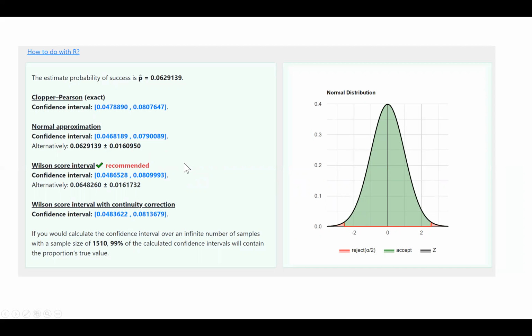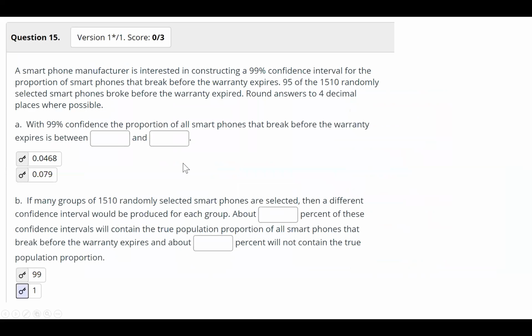Okay, so let's go back to our final answer here. And that's 3 decimal place accuracy. Oh yeah, because there was a 0 behind here. That's fine. Okay, so then it goes kind of backwards here. 99% of these confidence intervals will contain the true population proportion that break before the warranty expires, and about 1% will not contain the true population proportion. So you're looking at a 1% failure rate based upon those models.